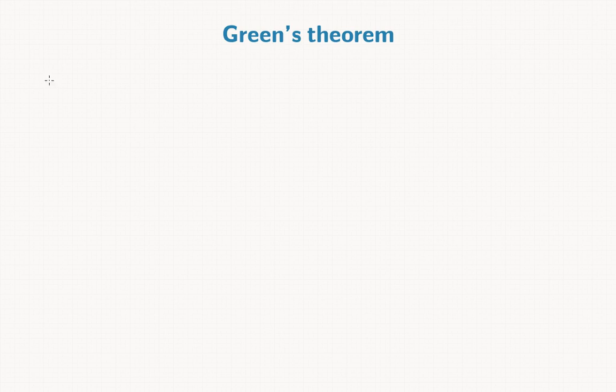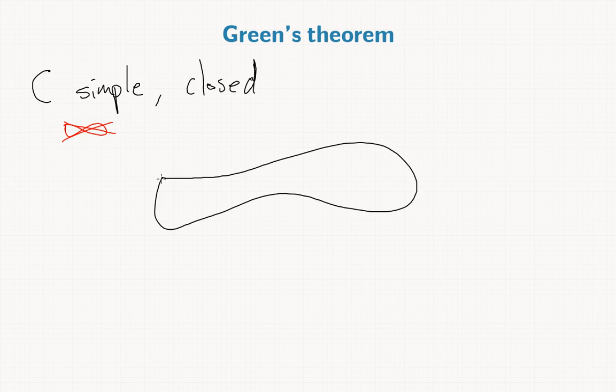Now we can state Green's theorem. First, recall that a curve C is simple if it never crosses itself. So this figure 8, for instance, is not simple. And closed if any parameterization starts and ends at the same point. So here is an example of a simple closed curve.